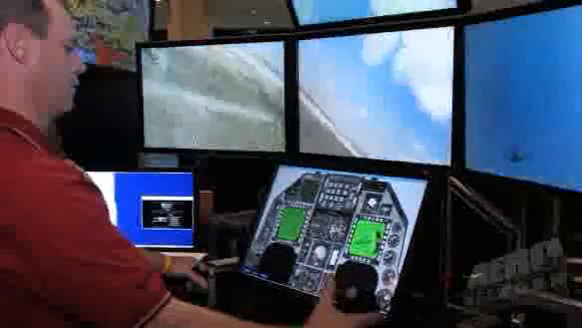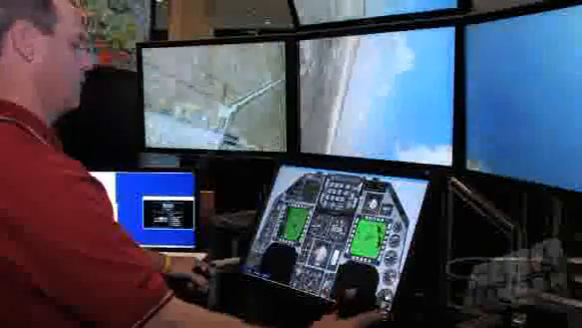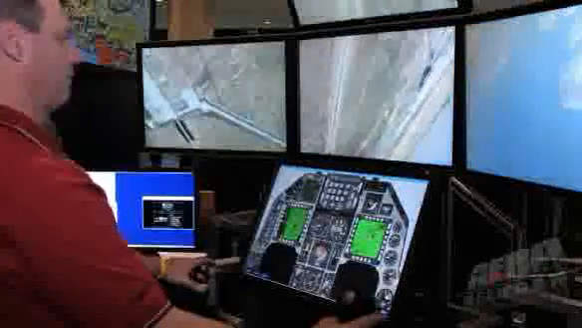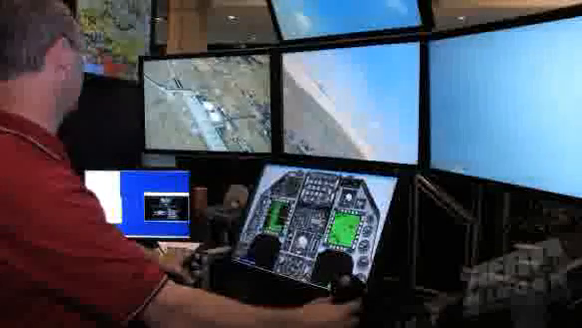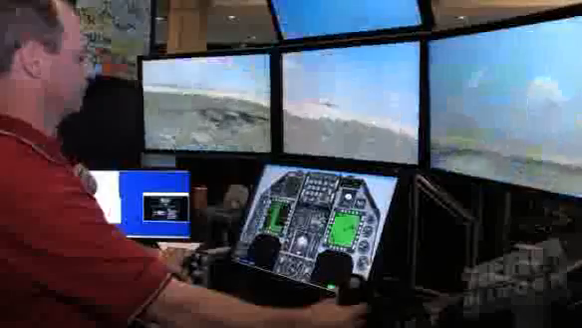Bombs away. I'm flying over there, and that was my explosion. And there's the visual image of the field that we just went in and dropped a bomb on.